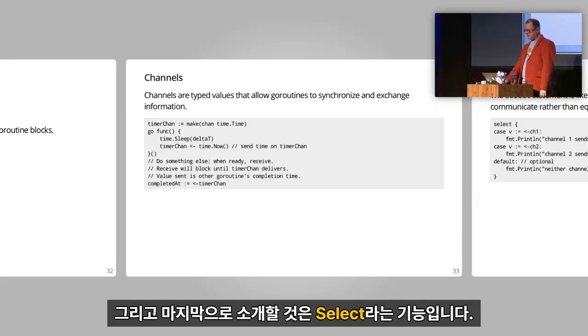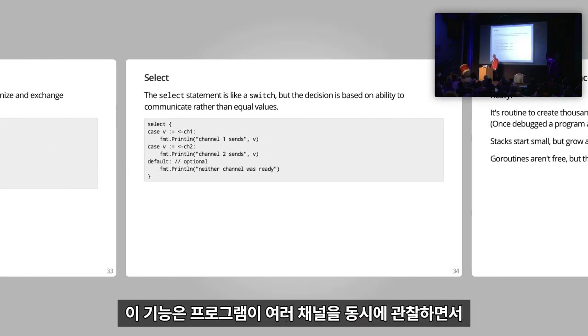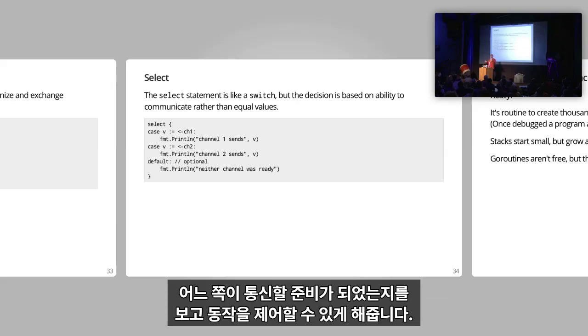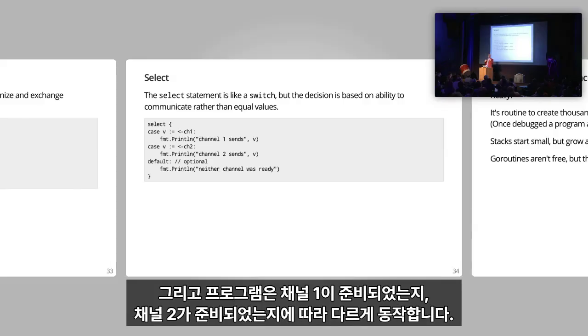And then the last piece is a thing called select. What it does is it lets you control your program's behavior by looking at multiple channels at once and seeing who's ready to communicate. And you can decide to run, in this case, between channel 1 or channel 2, and the program will behave differently depending on whether channel 1 or channel 2 is ready.